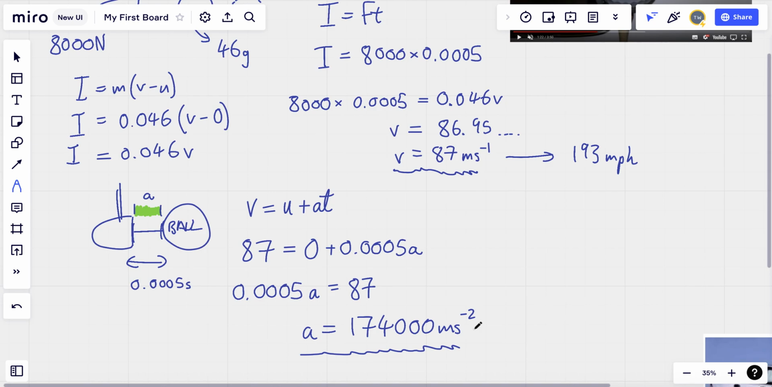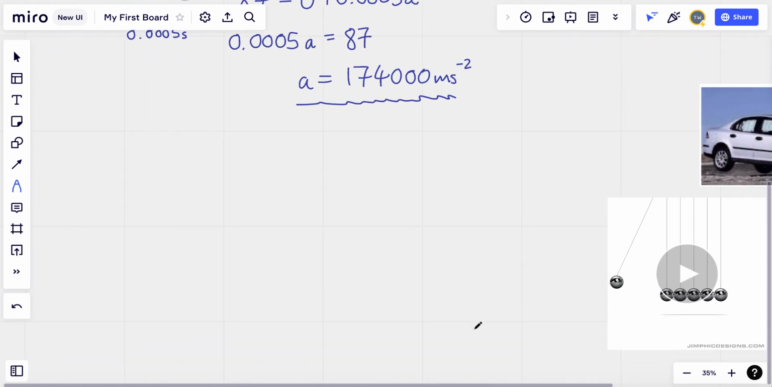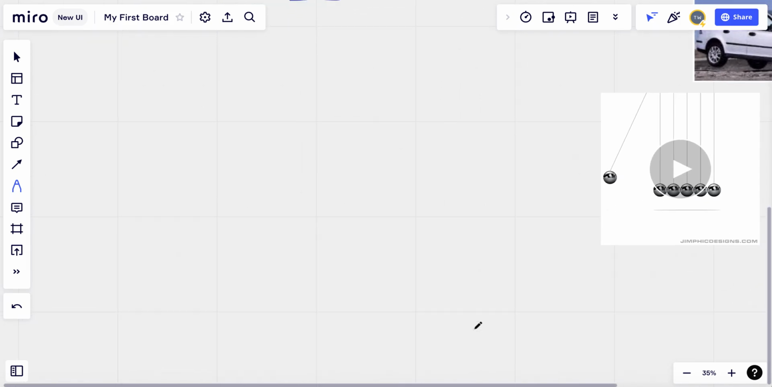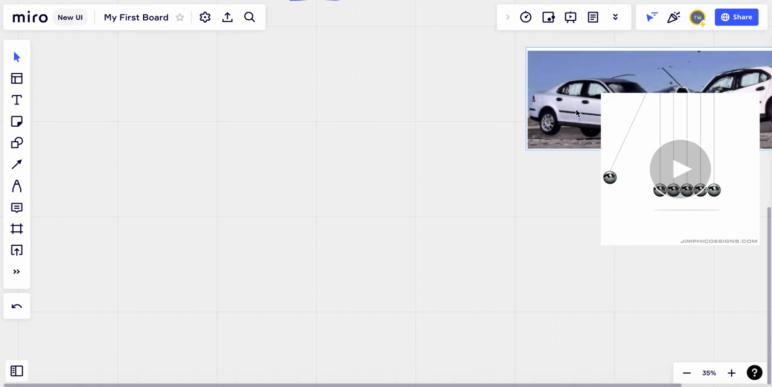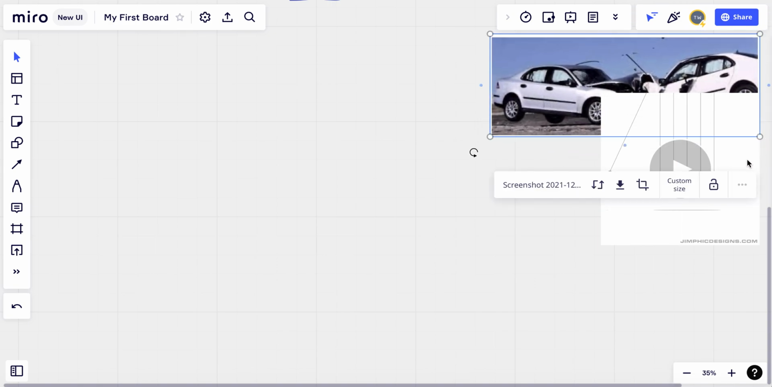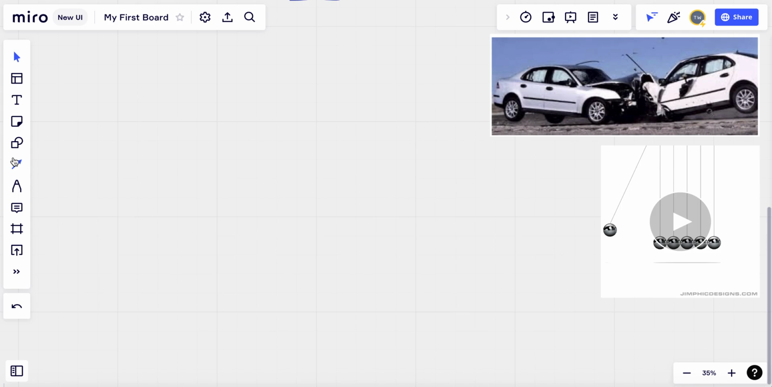Now we'll have a little think about elastic and inelastic collisions. I'm just going to move the page down and move this photo in here just for reference. You can always watch this video back for reference at any point. So, elastic versus inelastic collisions.